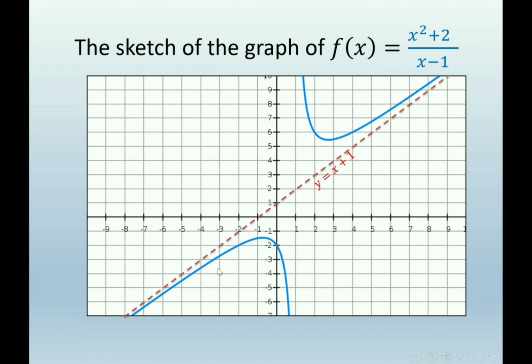And with a slant asymptote, the curve goes to infinity from all branches: from this branch, and that one, and that one, and that one. All branches are going to infinity.